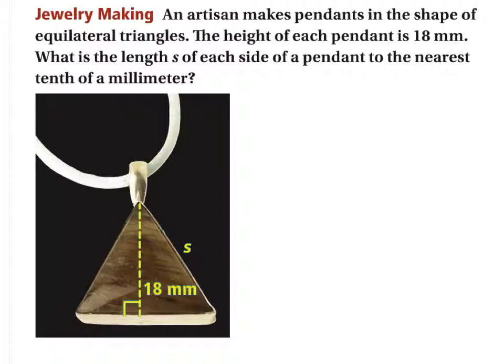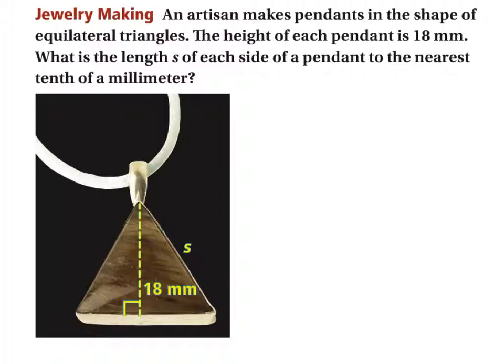In an isosceles triangle, if a segment drawn to the base is either an altitude, which means it's perpendicular to that base, or it's a median, which means it cuts that base in half, or it's an angle bisector, which means it cuts that angle in half. If it's any one of those three, it's all three. That is a property of isosceles triangles we talked about last semester.